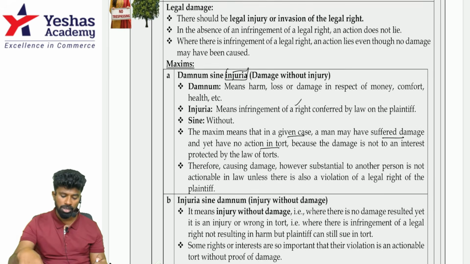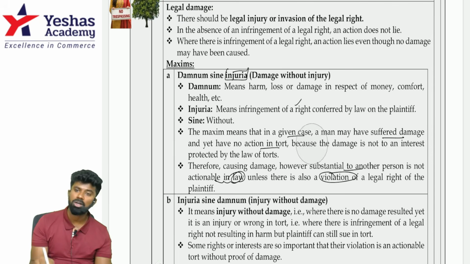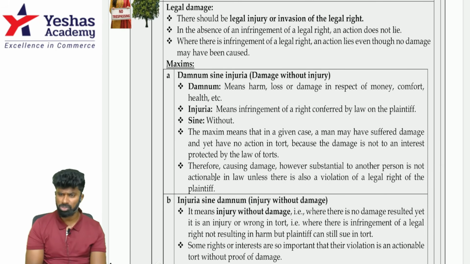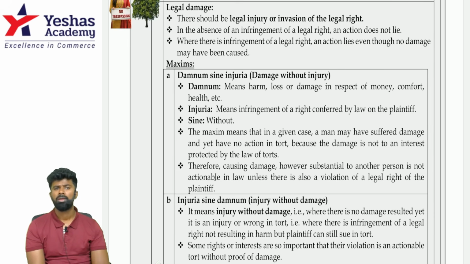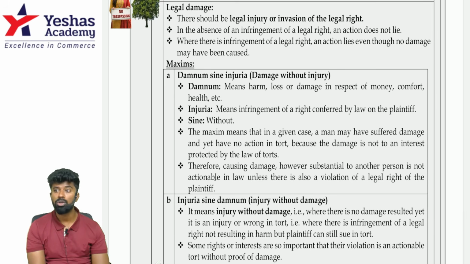Yes or no? Yes. Therefore, causing damage, however substantial, to another person is not actionable in law unless there is also violation of what right? Legal right. If there is no legal right, just because you cause a loss to somebody, financial loss or property loss, will that be called a tort? The answer is no. To call something a tort, there must be what? Infringement of right. What of right? Got it? Yes or no?